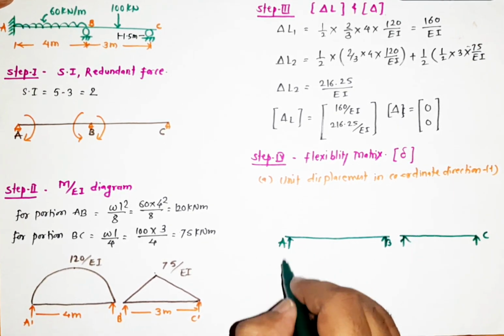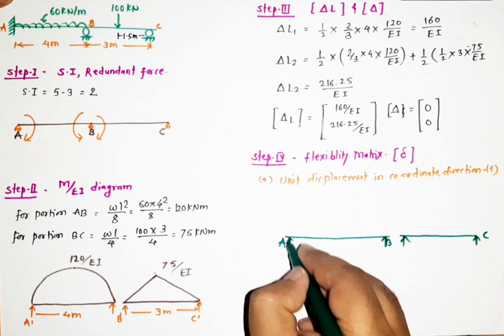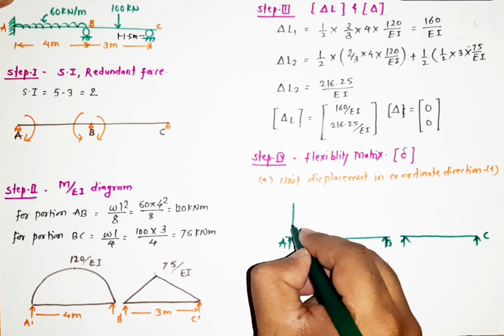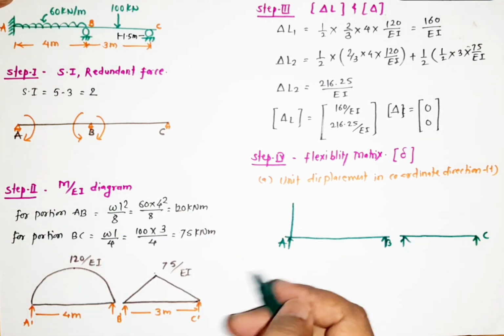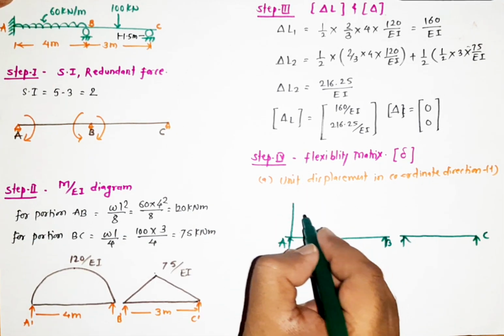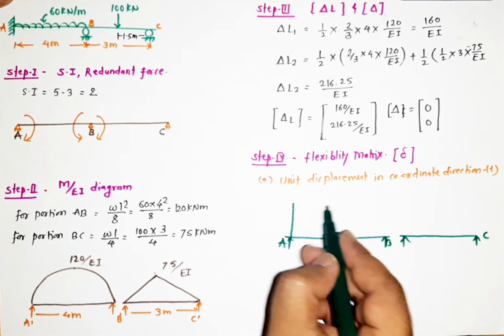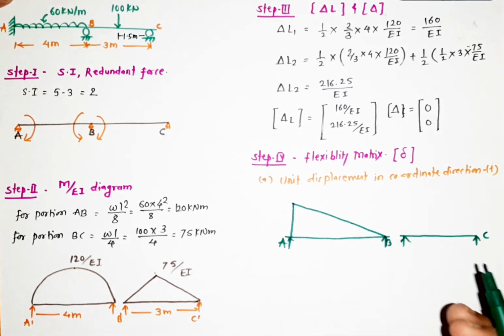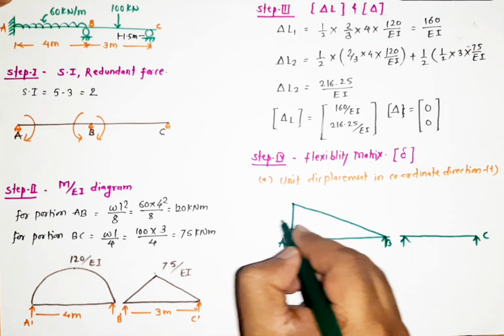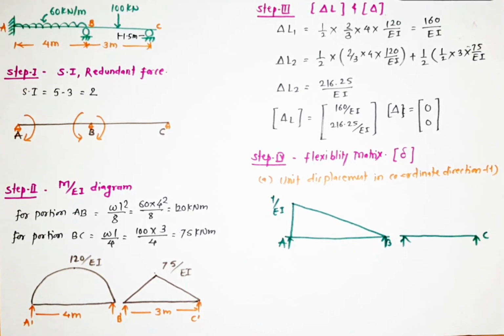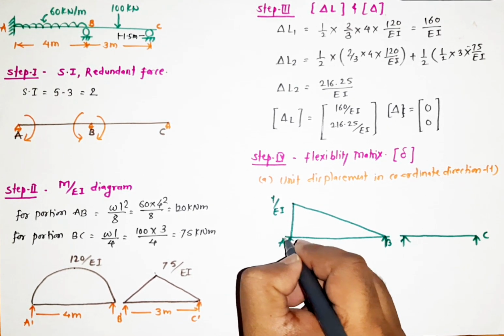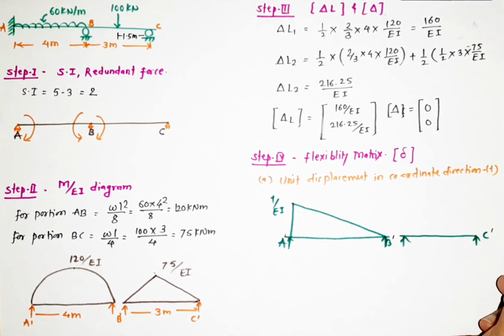When we give a unit displacement at this point A, there will be a moment, because we are giving the rotation, that's why it is 1. And whenever there is a moment at A of 1 kilonewton meter, then the other will be like this. So this is all about the 1 upon EI diagram, because we are giving a moment at A of 1 kilonewton meter. This is A dash, this is B dash, and this is C dash.